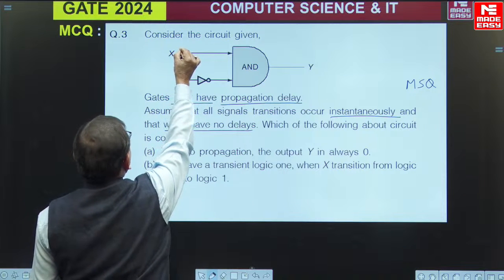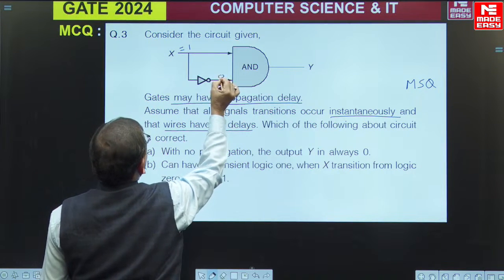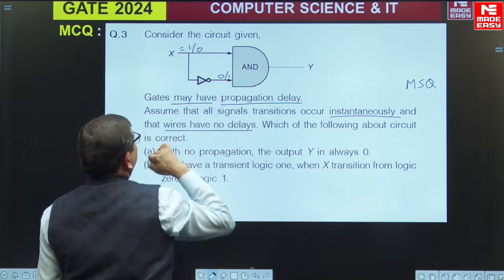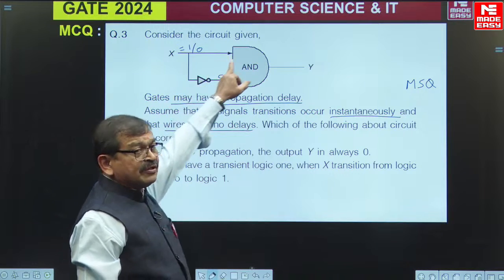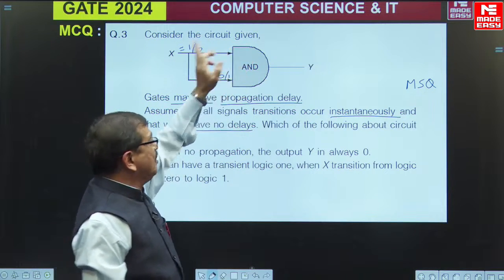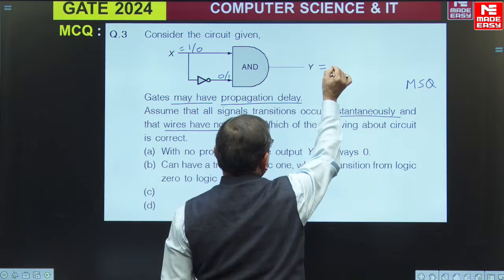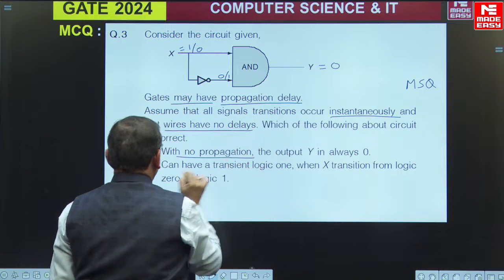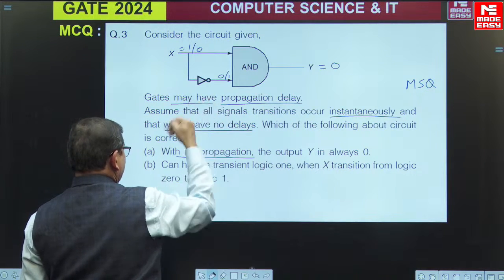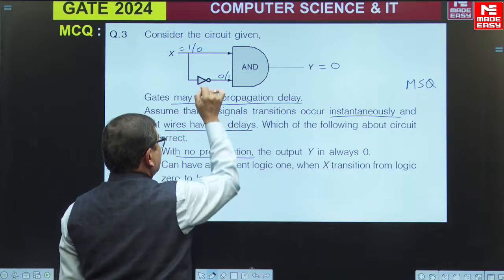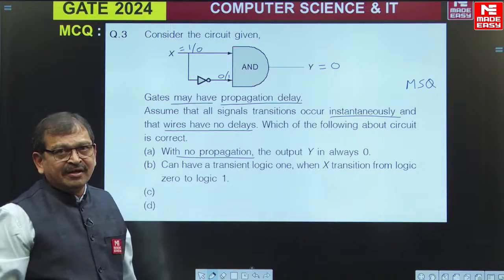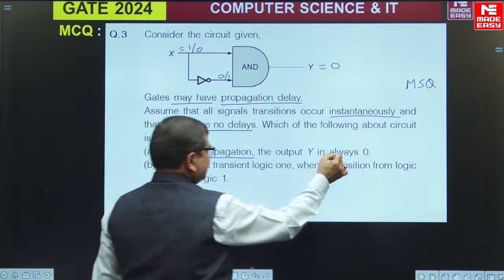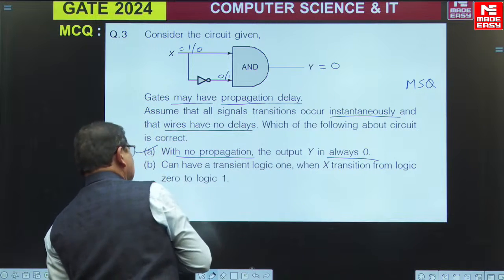Whenever X is 1, the NOT output is 0. Whenever X is 0, it is 1. The NOT gate and AND gate do not have any delay. So for this AND gate, we always see that one of the inputs is 0, and whenever one of the inputs is 0, the AND gate output must be 0. So if the NOT gate or AND gate has no delay, we are guaranteed that one of the inputs of the AND gate is 0, so the output will always be 0. So option A is correct.